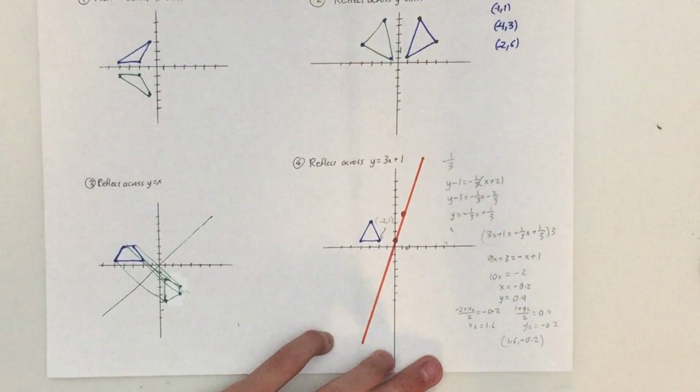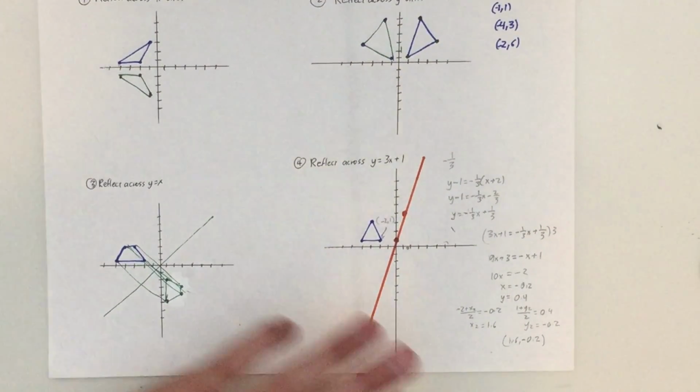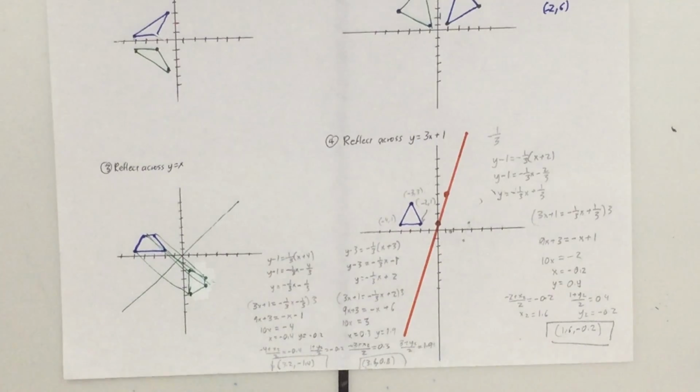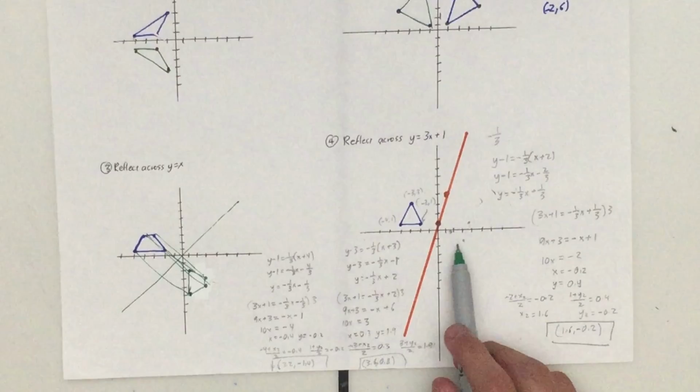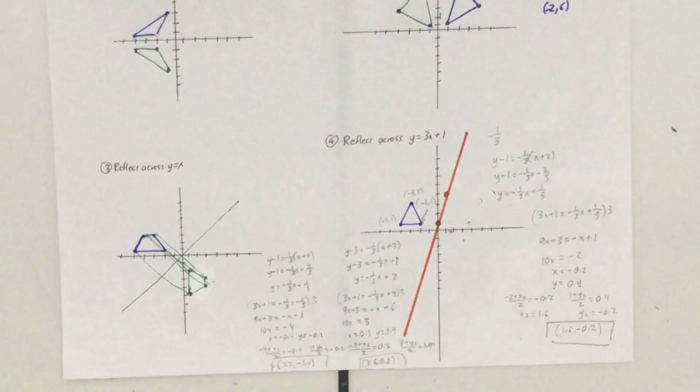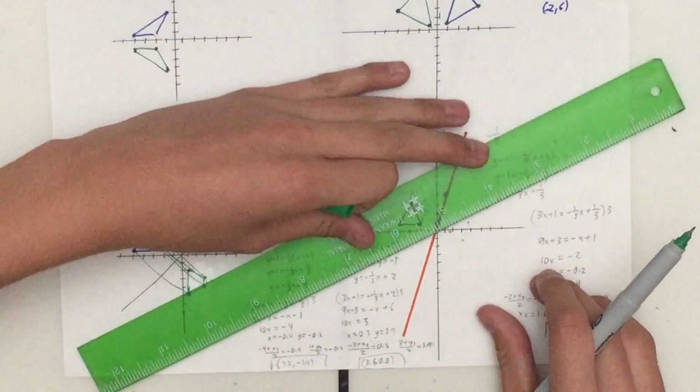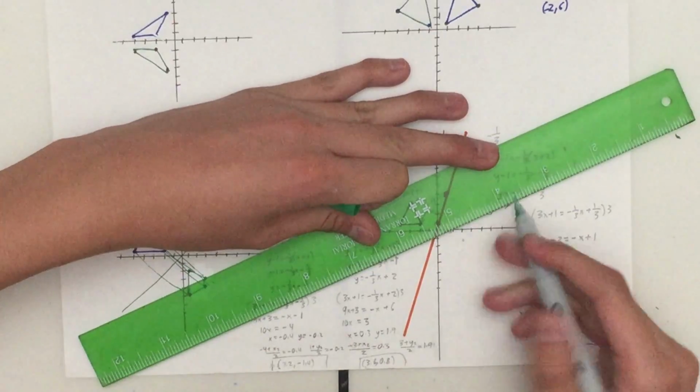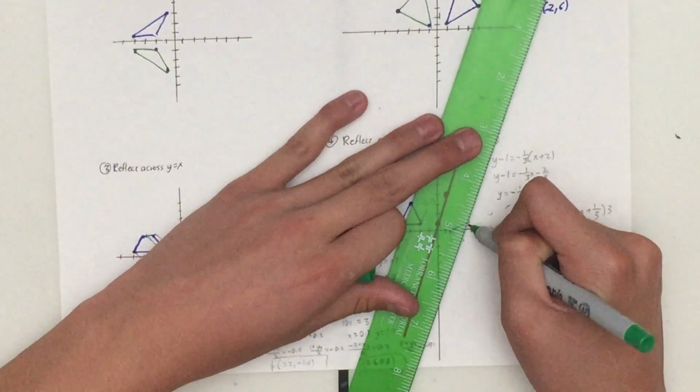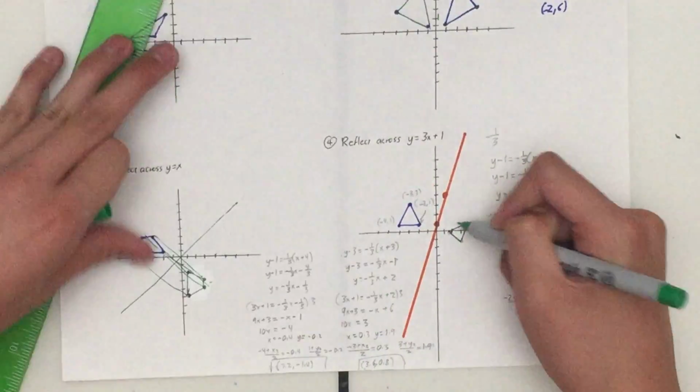So I'll just do the rest on my own, and I'll see you. Alright, so I've figured out all the points, and I've confirmed that it is the same triangle, as in the points are the same distances apart. So now let's just connect the dots. And you can see that this is a reflected image of this original triangle.